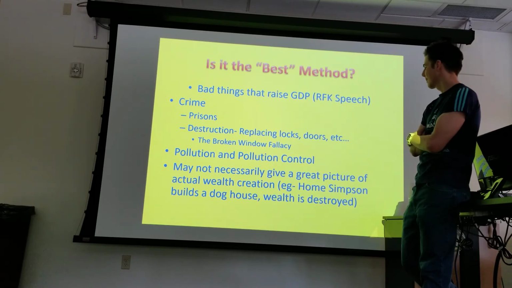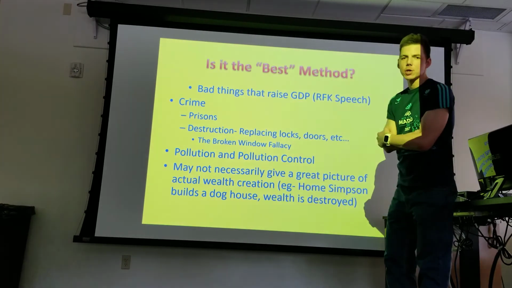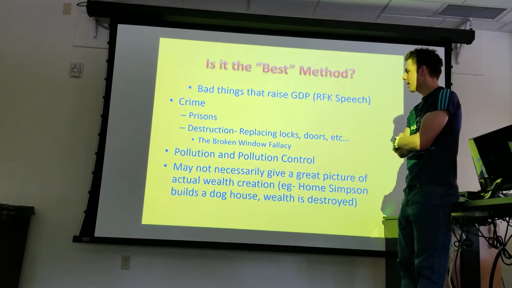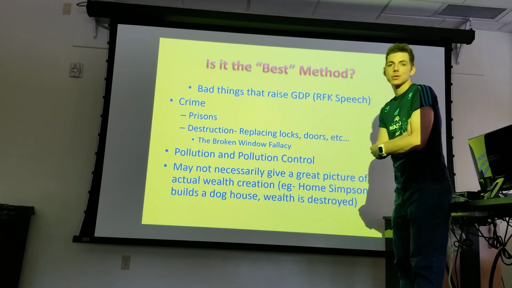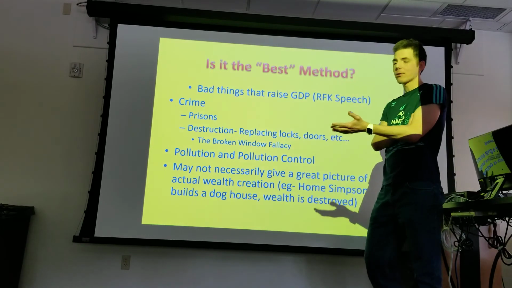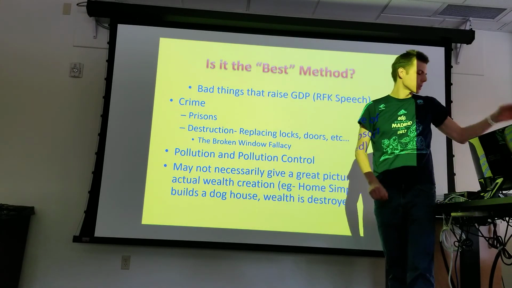You can look at Homer Simpson. One of the episodes, he builds a doghouse, but of course he's really stupid, so he didn't even have a door. It was just a bunch of boards nailed together. I think he nailed his foot to it too, so he actually took wealth and destroyed it, right? So you have good lumber, he turns it into a doghouse that's totally useless.